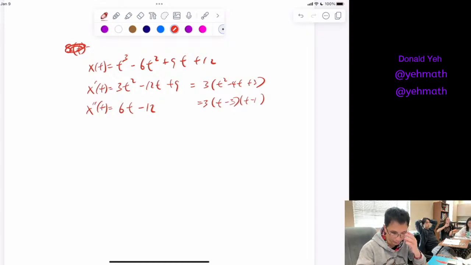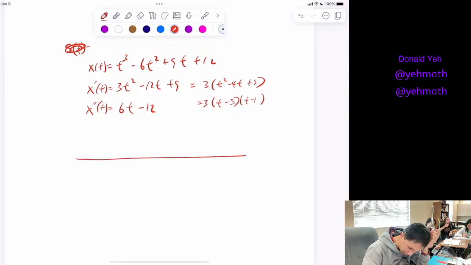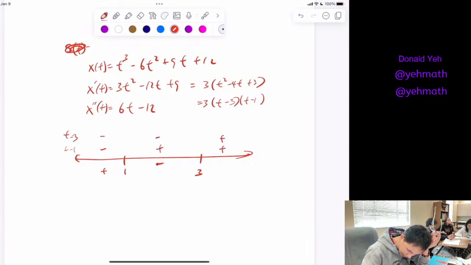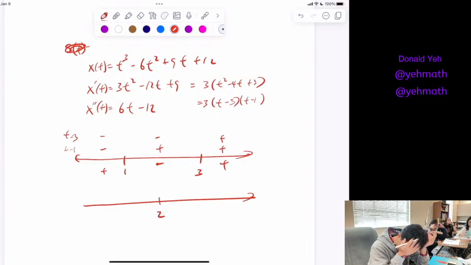Now I am going to plug into a number line for v of t, with critical points at 1 and 3, from (t minus 3)(t minus 1). This is positive, negative, positive. So that's a velocity number line. On the same number line, directly on the bottom, I'm going to do 2 here for acceleration. This one's going to be negative, this one's positive.